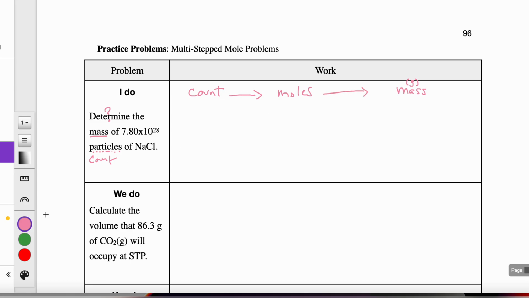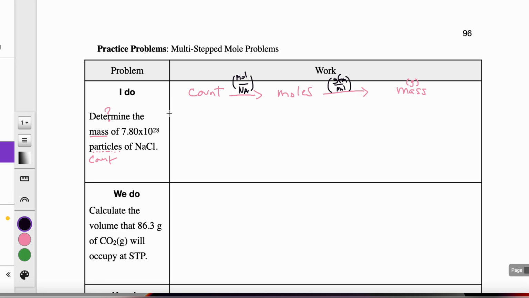Every place where I put an arrow, that means I need one of those equivalence relationships. So when you take a look here, I need two different equivalences. To go from count to moles, I need to know moles and Avogadro's number. Capital N with a subscript of A represents Avogadro's number. And then to go from moles to mass, I want to be able to cross off moles, so I put that down below. And the relationship between moles and mass is the GFM. So I'm getting myself set up.